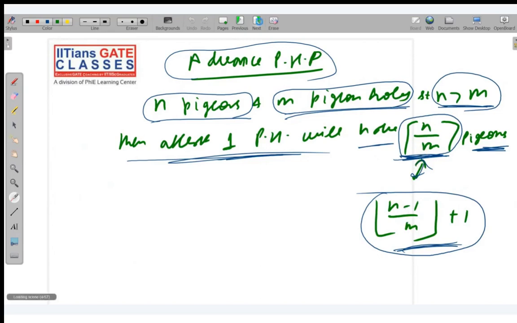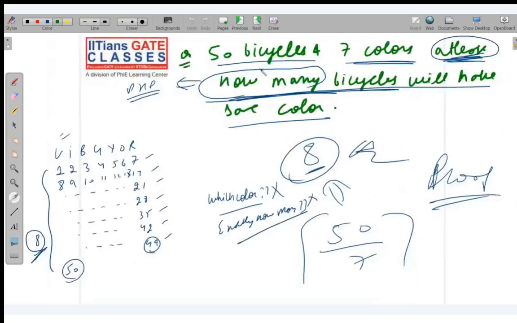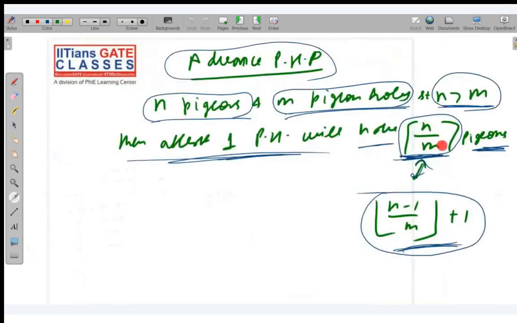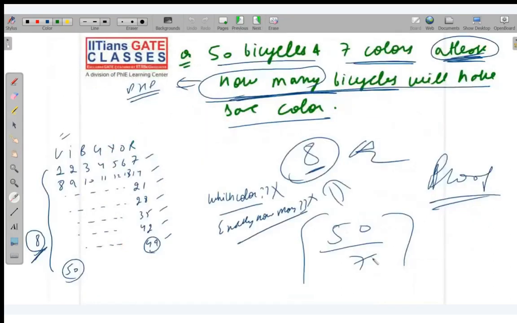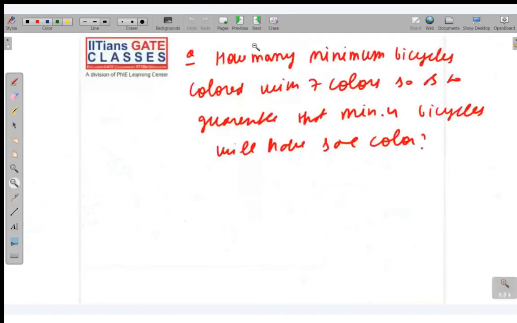We have started it and I have properly proven why the ceiling of n by m is correct, with the help of this example, and we simply applied common sense and nothing more than that. The basic idea is we have to guarantee something, something that is always true. I hope this was clear to everyone, and now let's start today's class.